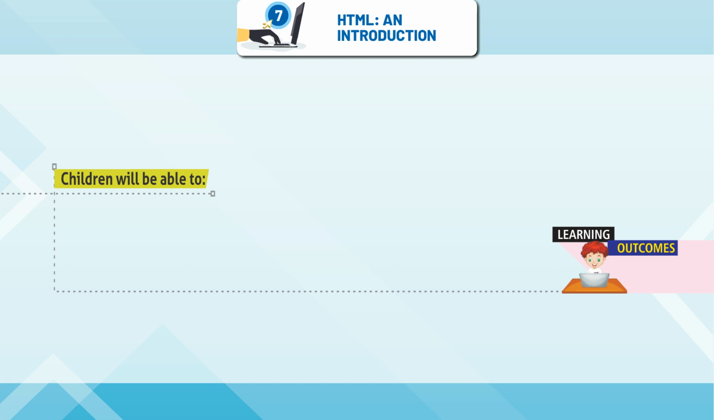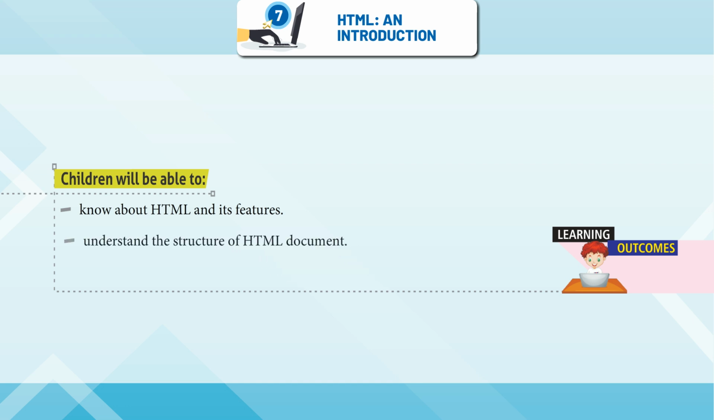Learning outcomes: children will be able to know about HTML and its features, understand the structure of an HTML document, and learn the different tags and attributes.